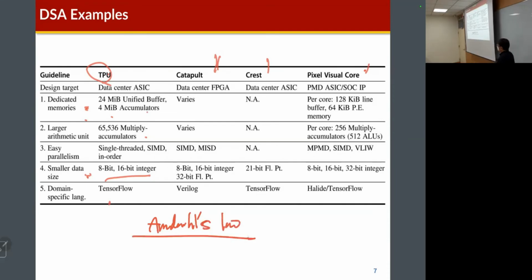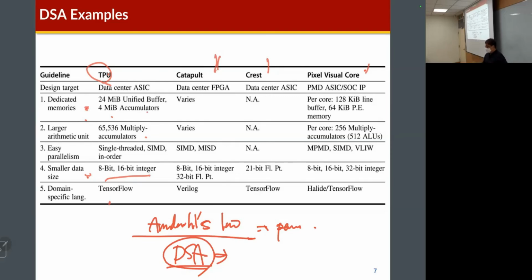Why is Amdahl's law important? The performance is determined by a part that cannot be improved. That's what Amdahl's law says to us. The performance is determined by a part that is not improved. Then how about the domain-specific architecture? With the domain-specific architecture, we can improve certain operations.